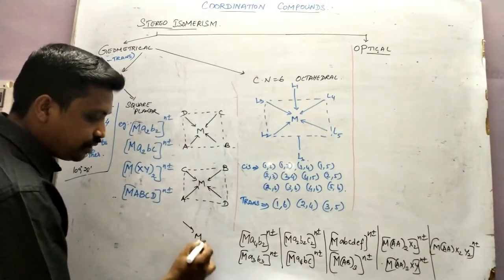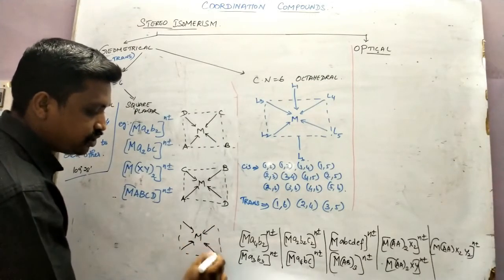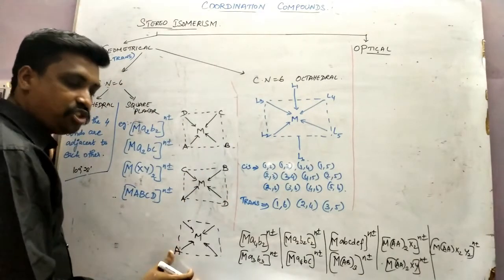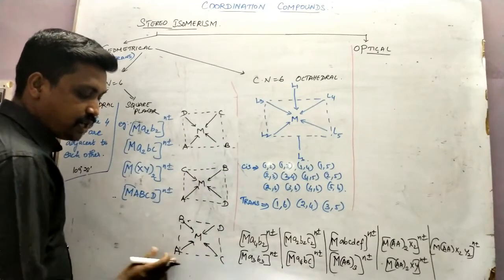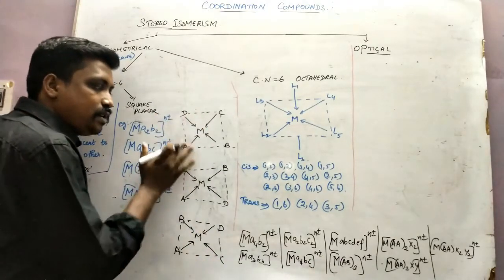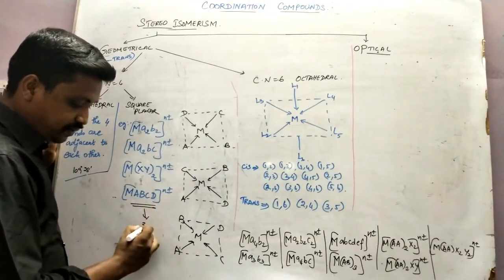Similarly, a third structure can be drawn for this isomer. Keeping A constant, again changing the positions: D goes here, B goes here and C comes here. Now adjacent to A are B and C. So in all the cases, the ligands adjacent to A are different. So this formula especially has 3 isomers.